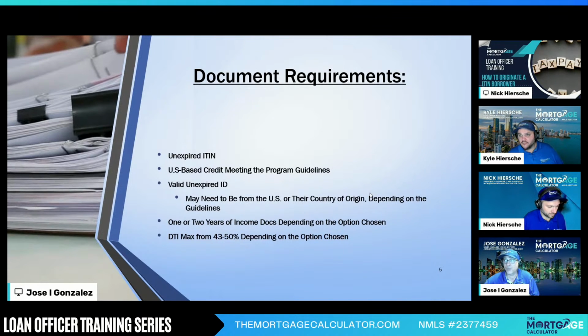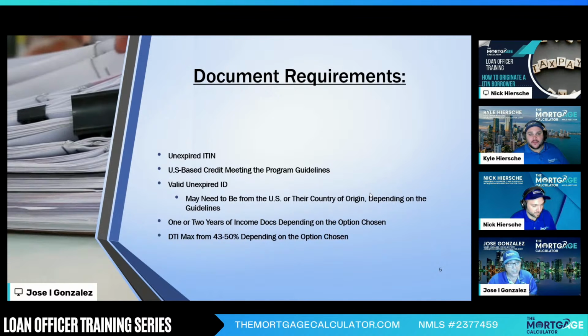So, really important to note, you need an unexpired ITIN document. That's going to be a card, or there's going to be a letter. They need that document. Without that, you have nothing. You also need US based credit meeting the program guidelines, whatever those guidelines may be. For the ITIN guidelines, they're going to have their own guidelines. It's not like you can just go to the general guidelines and figure that this will work for an ITIN borrower either. No, that's not the way it works.